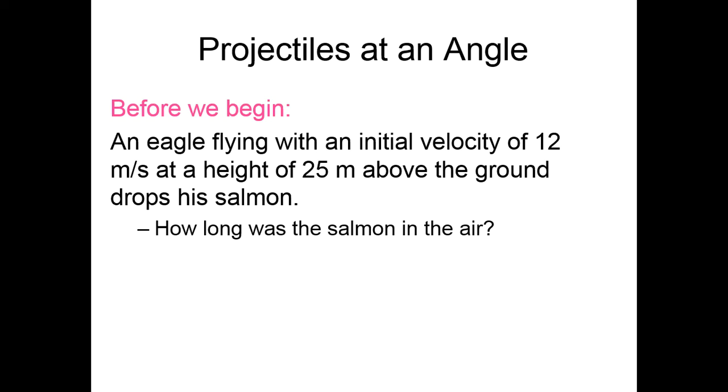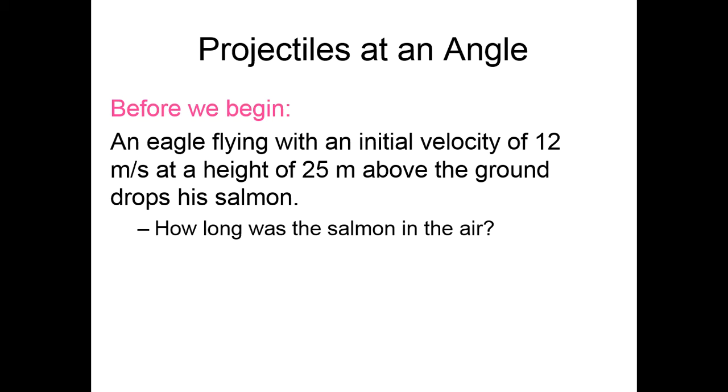Okay, this video is about projectiles being shot at an angle. So before we begin, an eagle flying with an initial velocity of 12 meters per second at a height of 25 meters above the ground drops his salmon. How long was the salmon in the air?